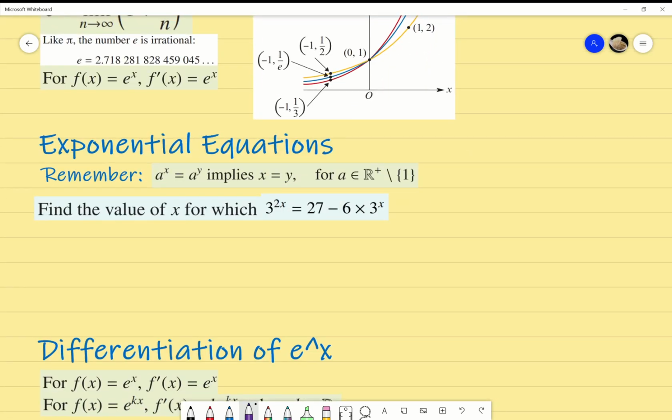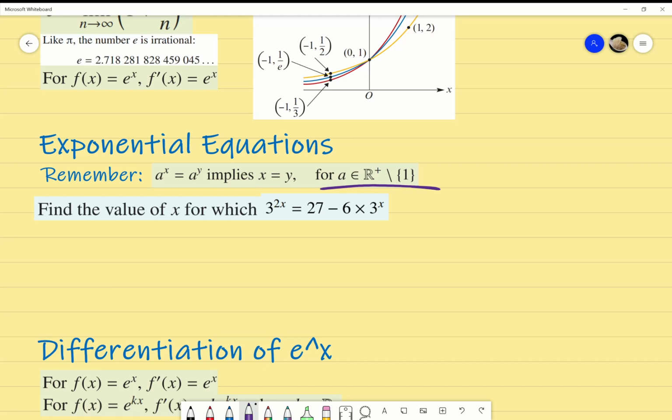Exponential equations, this one is pretty much straight up revision. Just remember that if we have a to the power of x equals a to the power of y, if they've got the same base, and there's no coefficient or anything like that, then the powers are implied to be the same. It is a valid step to go from this line to this line here. We don't have to explain why that is a valid step. But that is assuming that a can be any real positive number excluding 1.